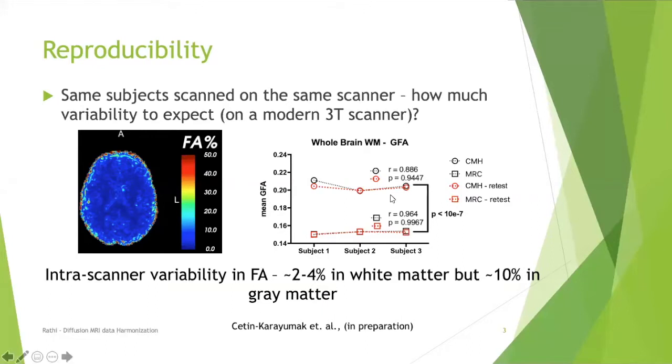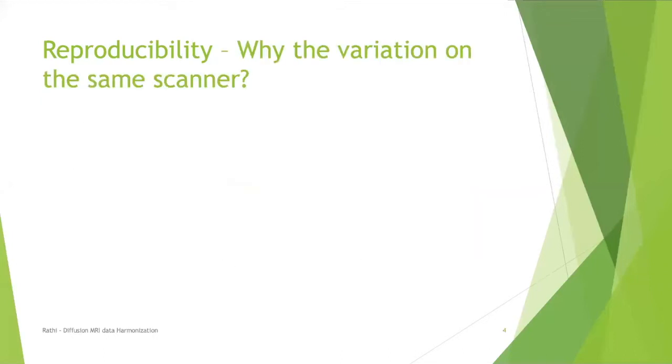And on the right, you also see a plot where 3 subjects were scanned on the same scanner, multiple sessions, and at a whole brain white matter level, you see very consistent data. So you can assume that about 2 to 4% in white matter is what the changes are, if you were to look at it from that perspective. But even this change, why do we see these changes? Why aren't the numbers exactly the same?